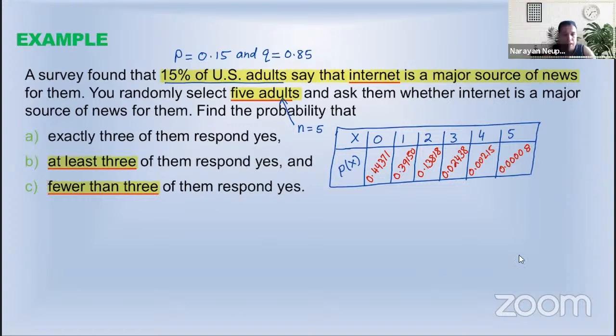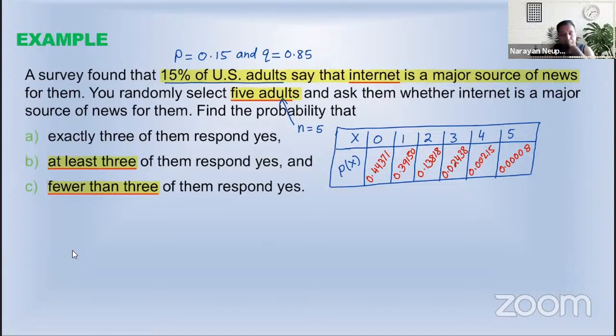So all you have to do is plug in the values and then create this binomial probability distribution. So for this problem, where the random variable is from 0 through 5, this is the probability distribution. Now, based on this probability distribution, we can answer these 3 questions easily.